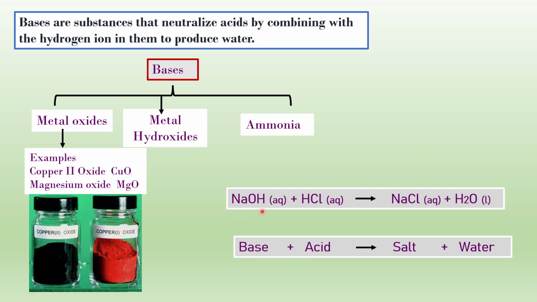Sodium hydroxide, NaOH, is a base. When it reacts with hydrochloric acid, the sodium replaces the hydrogen, forming sodium chloride, which is a salt known as table salt. It is what we add to our food, and water comes out. Water results when the hydrogen ion in the acid reacts with the hydroxide ion from the base. They combine together forming water.